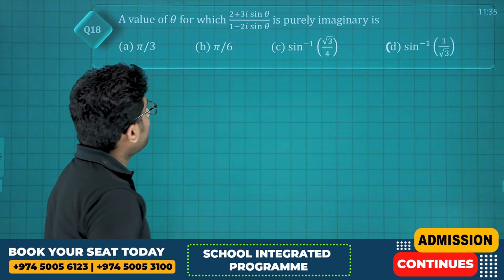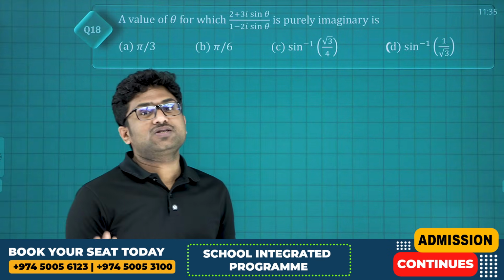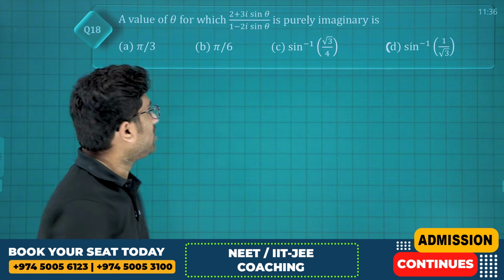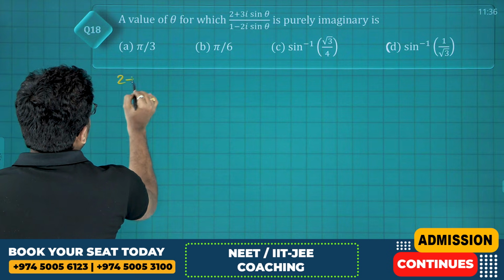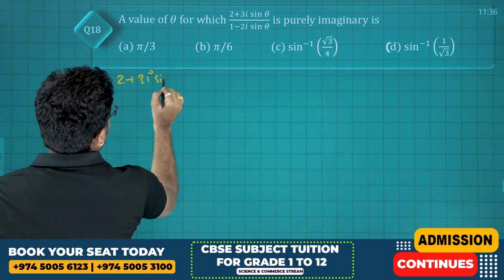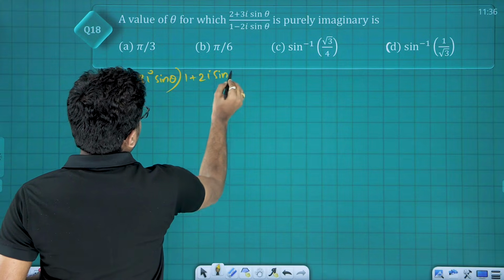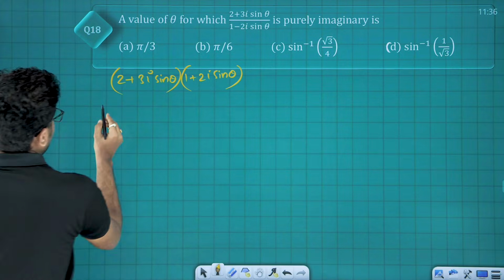A value of theta for which it is purely imaginary. See friends, how many questions we did based on the same concept. If it is purely imaginary, the real part will be 0. What will be the real part now? 2 plus 3i sin theta into 1 plus 2i sin theta. The real part in this, we equate to 0.